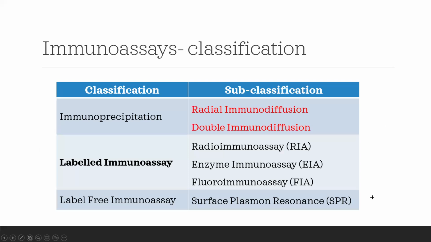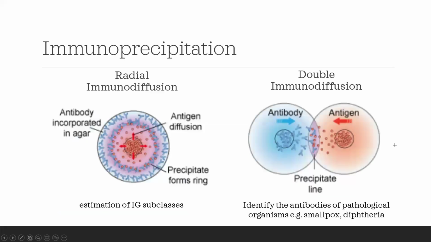Okay, so just very briefly about the other two groups of immunoassays. The first one is called immunoprecipitation. Immunoprecipitation is a very old method that's probably no longer used in our day-to-day practice. The first one is called the radial immunodiffusion. The second one is called the double immunodiffusion.